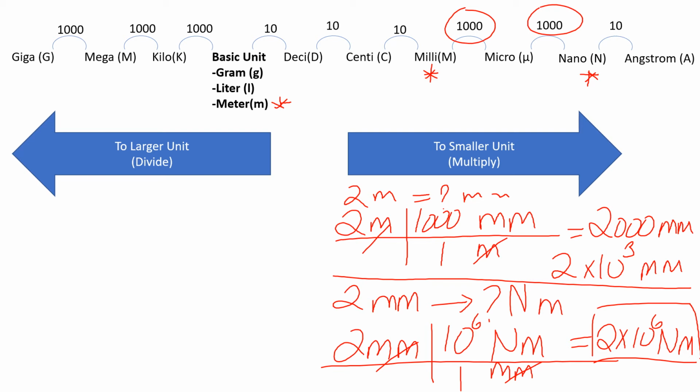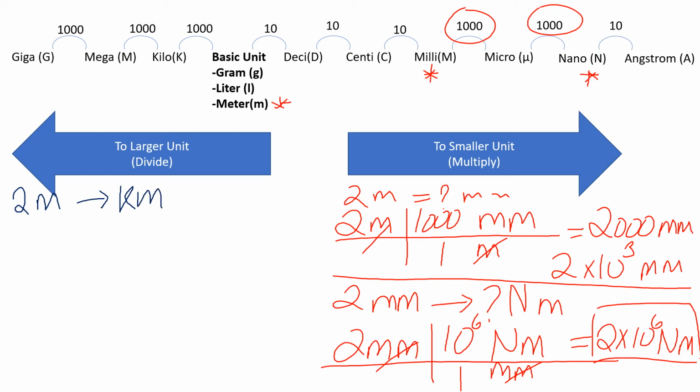So those are a few examples, and you can see that whenever you're going to a smaller unit, you're going to be multiplying your answers. Let me show you another example, and let's say this time I want to go to a larger unit. I'm sticking with the number 2. So let's say I want to convert 2 meters, just to make it simple, to kilometers.